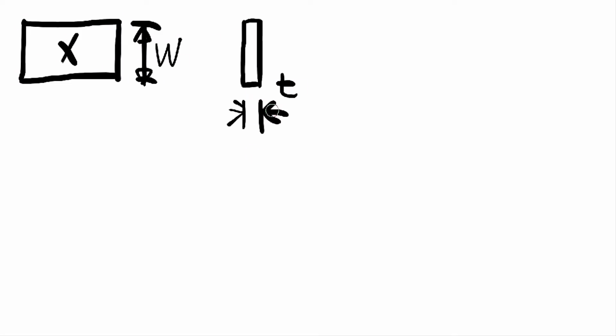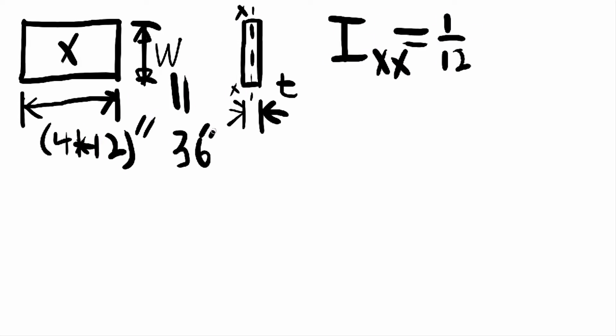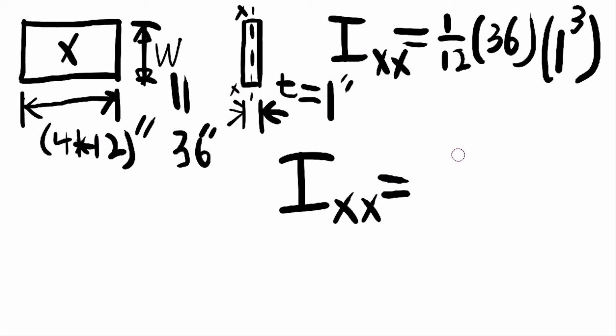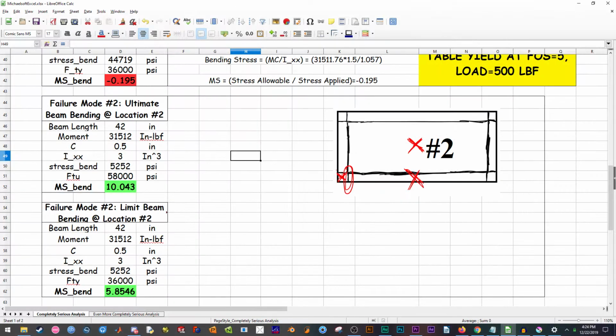Say it's a beam with a rectangular cross-section, moment of inertia of 1 over 12 base times height cubed, where the height is the thickness of the plate, which is 1 inch, and the base is 3 feet, which is 36 inches. And is it good? Oh, it's way good. Let's move on.